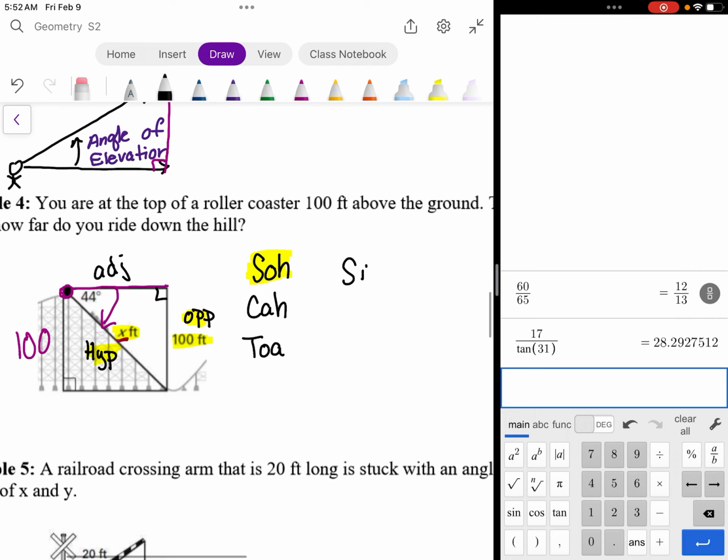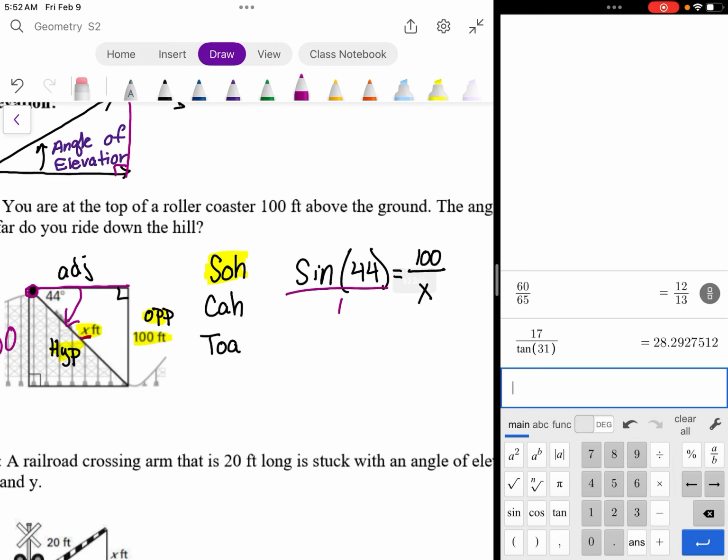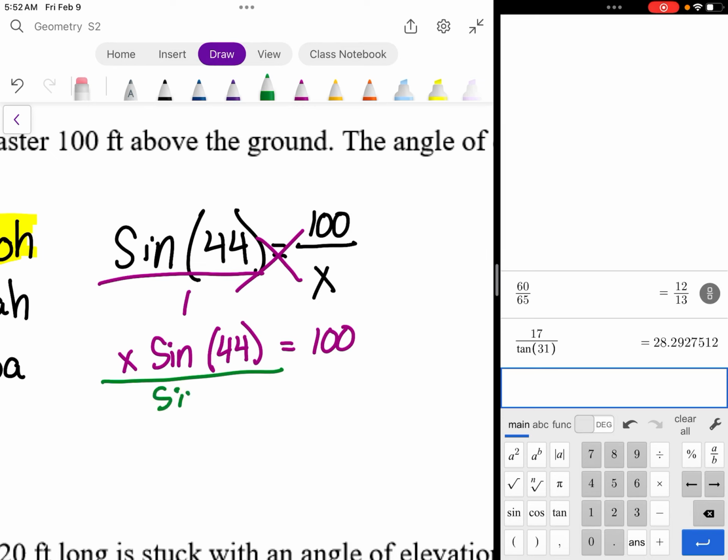When we set that up, it's going to be sine of the angle we are using, 44 degrees, equals our opposite side, 100, over our hypotenuse, x. And again, from here, we are going to cross multiply and solve. So if we cross multiply, we're going to have x times sine of 44 equals 100. And our goal is to get x by itself. So we are going to divide both sides by the sine of 44.